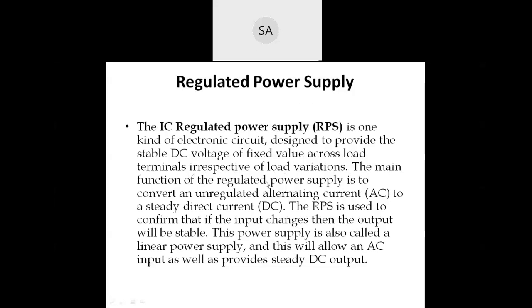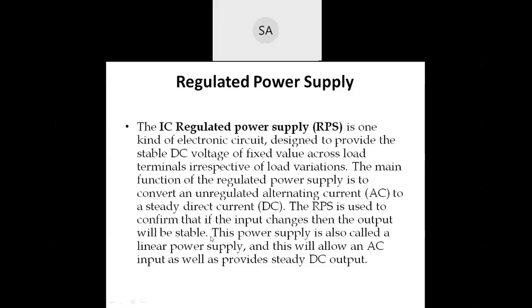The main function of the regulated power supply is to convert an unregulated alternating current to a steady direct current. Here we are converting AC into DC irrespective of the load variations or the mains fluctuations, so we are maintaining a constant DC current.